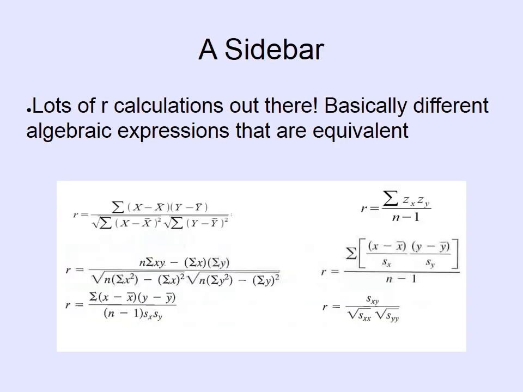Sidebar, lots of R calculations. They're equivalent algebraic expressions. Don't worry about it too much. Mostly we're going to be getting R's automatically from Minitab and or Excel.